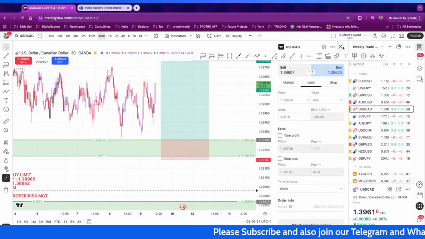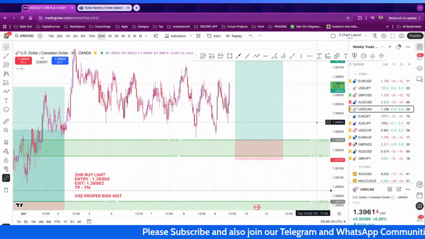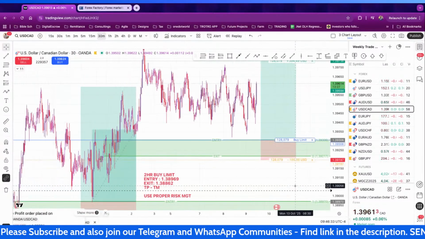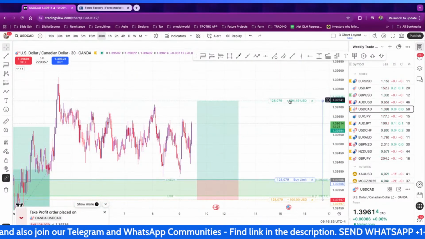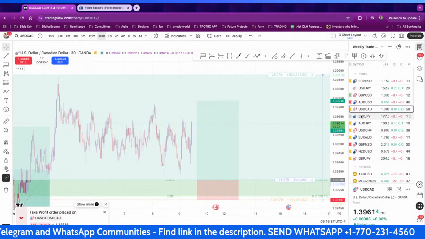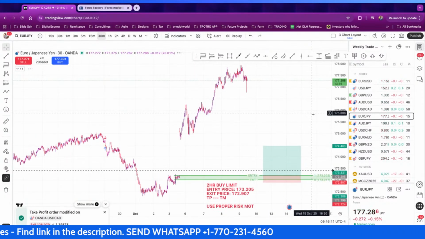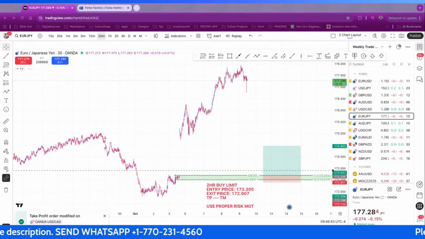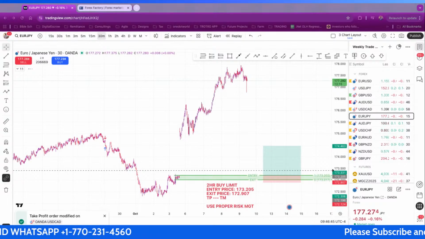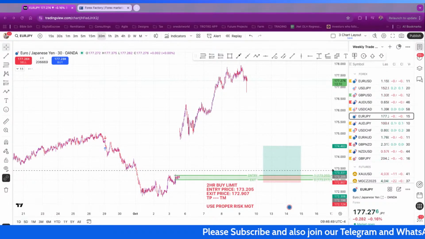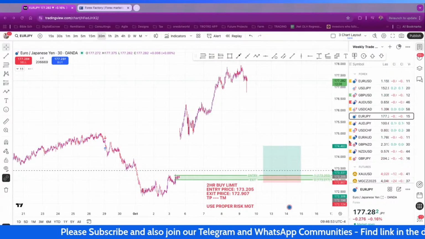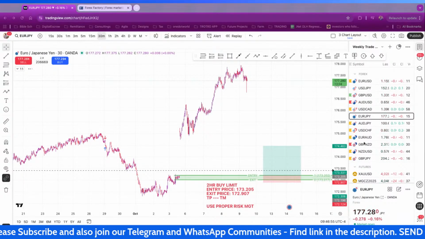USD card is also notorious, just like the USD chef, very notorious for not respecting setups sometimes. All right, let's take a look at what is happening to Euro JPY. Nothing much over here. Euro AUD, nothing much. And let me take a look at finally maybe GBP NZD, and then we'll call it.